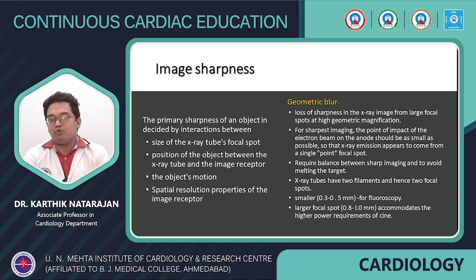Now, the X-ray tube usually have two filaments and hence two focal spots. The smaller one is 0.3 to 0.5 millimeters for fluoroscopy, and larger focal spot is 0.8 to 1 millimeter, which accommodates the higher cine images.